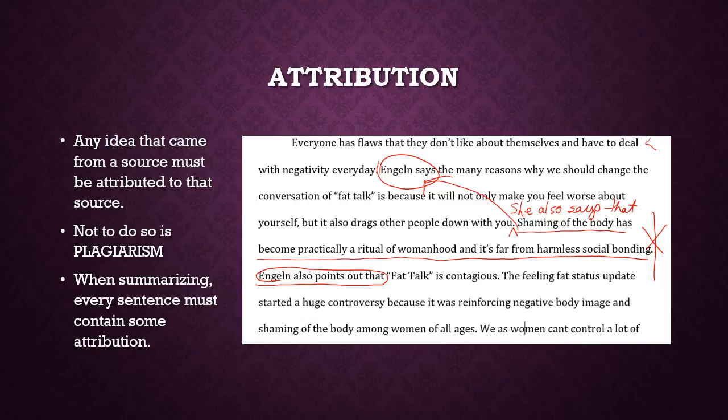But then here again we have the feeling fat status update started a huge controversy. This is also missing attribution. So then you need that again. Angelin, I think I spelled that wrong, talks about every sentence. This kind of language needs to be in every sentence. This is called attribution. So you either need a citation at the end of your sentence, or you need attribution in the sentence that makes it clear where your information came from.